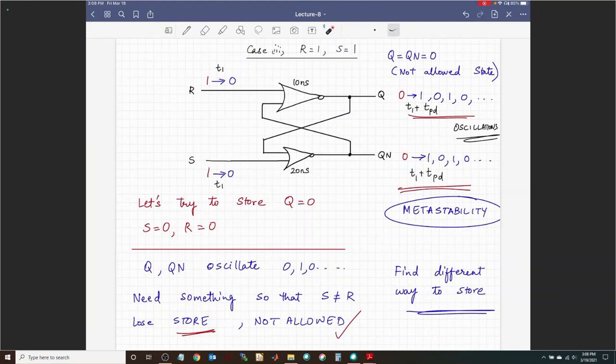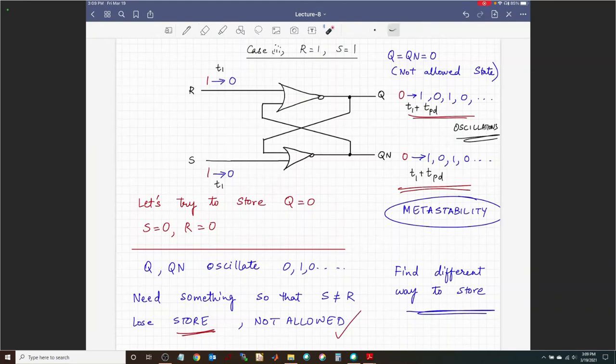Other questions about this? So set state, we are happy with, we were able to store it. Reset state, we are happy with, we were able to store it. But the not allowed state with R equal 1 and S equal 1, that was the not allowed state because both the outputs were appearing at the same level, 0. They were not complements of each other. But the bigger problem is when you tried to store it, you had oscillations, depending on certain limitations: that both R and S go to 0 at the same time, and the propagation delay of the NOR gates is exactly the same, which is going to be difficult to achieve practically.